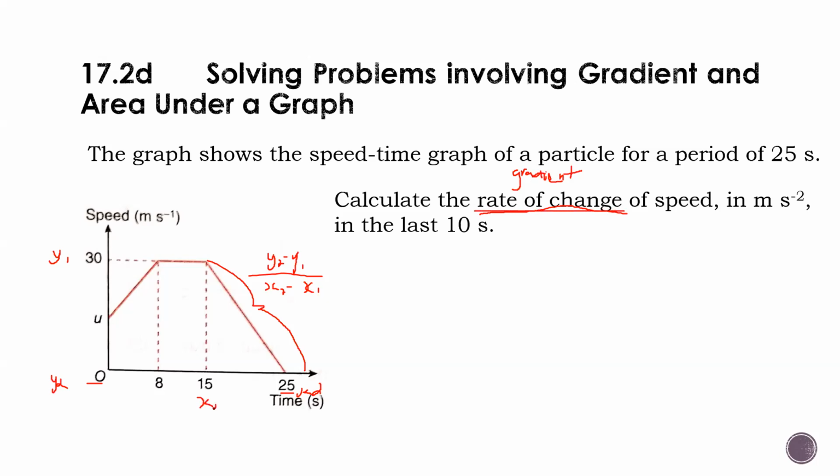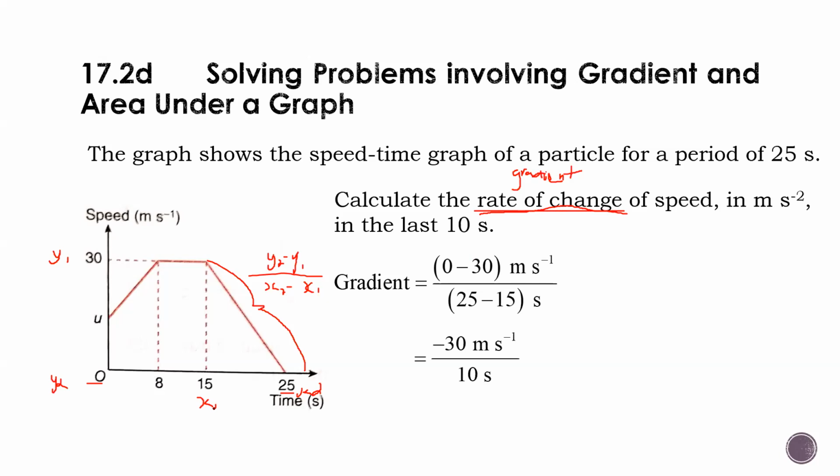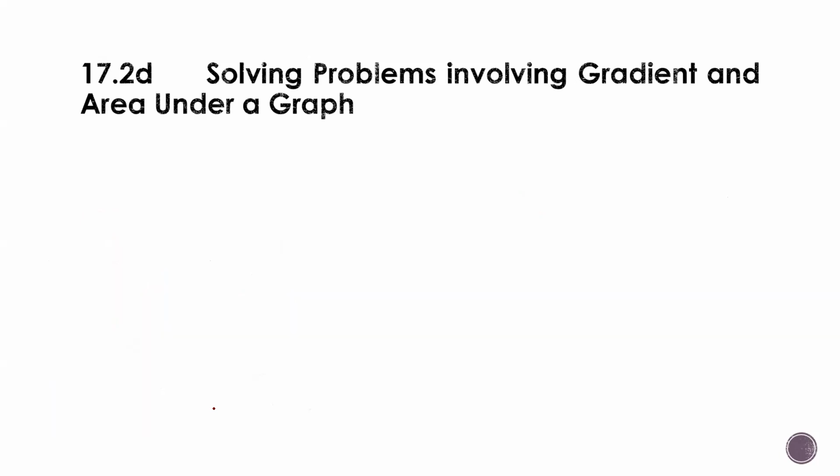So I'm having this gradient equals 0 minus 30 meter per second over 25 minus 15 second. So I'm having negative 30 meter per second over 10 seconds. So my acceleration is negative 3 meter per square second.